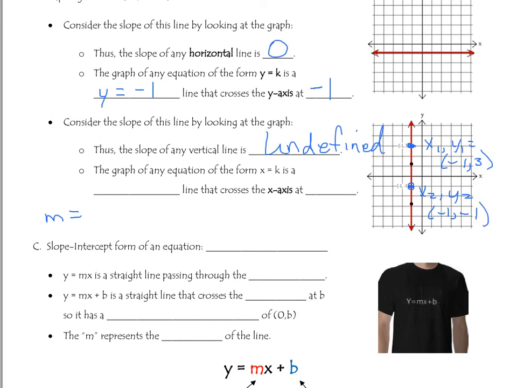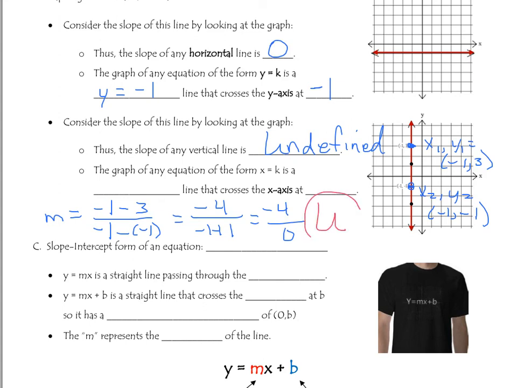And so our slope is y2 minus y1, which is negative 1 minus 3, over x2, which is negative 1, minus x1, which is negative 1. So we have negative 4 over negative 1 plus 1, which is negative 4 over 0. Well, if you'll remember, anything divided by 0 is undefined. So you cannot divide anything by 0. It's an undefined operation, and that's why our slope is undefined.